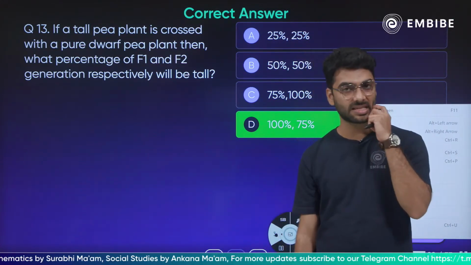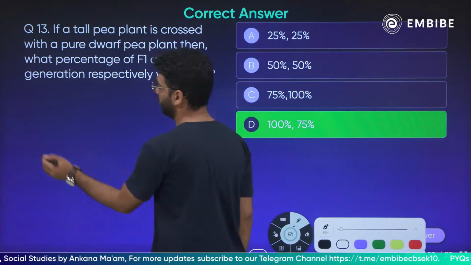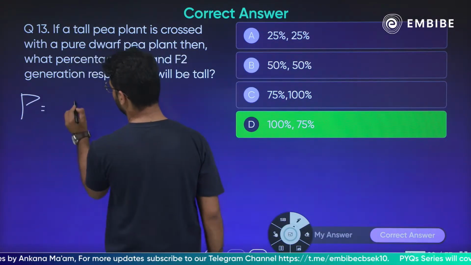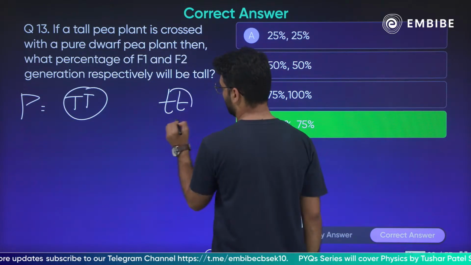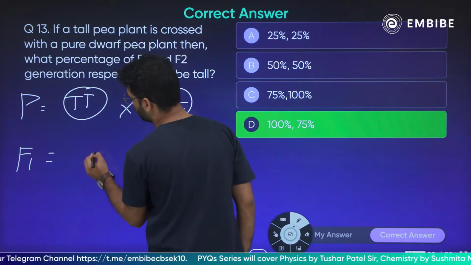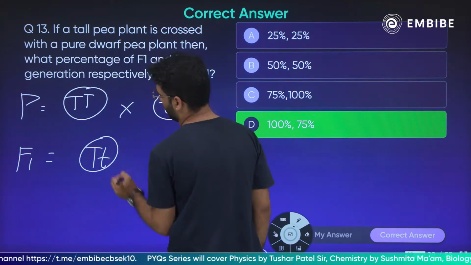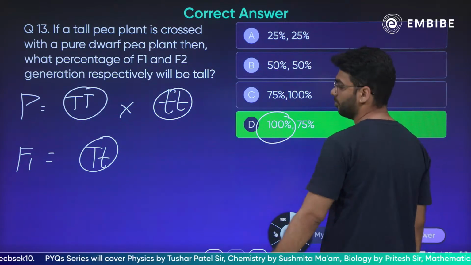क्यों आंसर D होगा? Yes अमृता, D इसलिए होगा. अब हम इसको सॉल्व करेंगे. The answer will be D because the parental generation is TT and tt. When you cross them, you will get F1 to be Tt. Right? All of them will be Tt. So 100% of them will be tall.